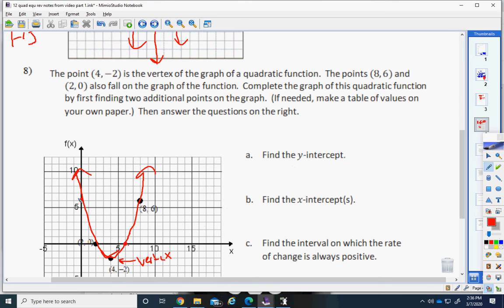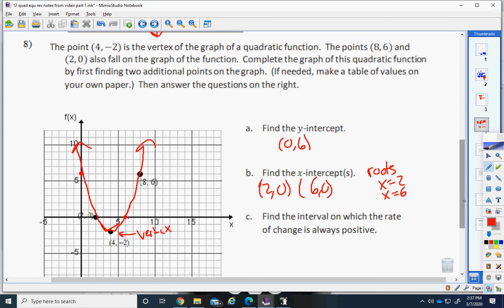Find the y-intercept. It's here at (0, 6). The y-intercept is a point. If you wrote 6, I'd accept it also. The x-intercepts, they're points. One of them is at (2, 0). The other is at (6, 0). If they asked a different question, which is so much related, if they ask for the roots, you can only give the x values. The roots are at 2 and 6. So be careful about what they're asking for.